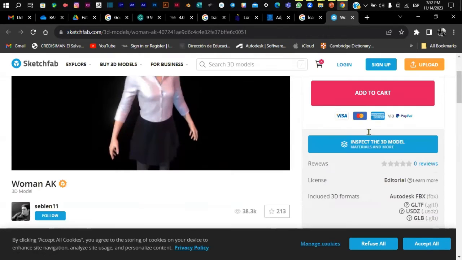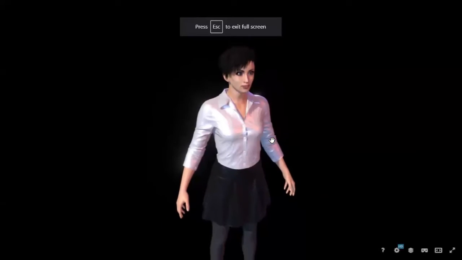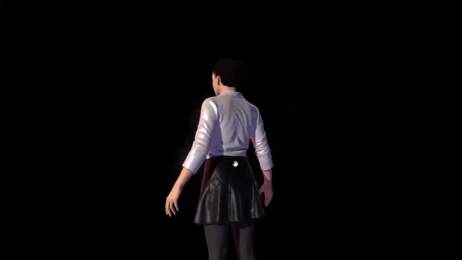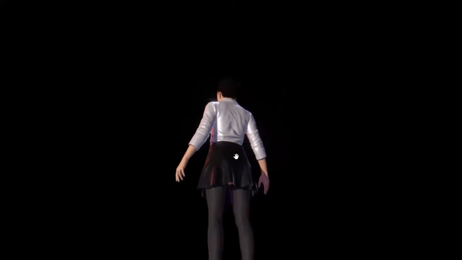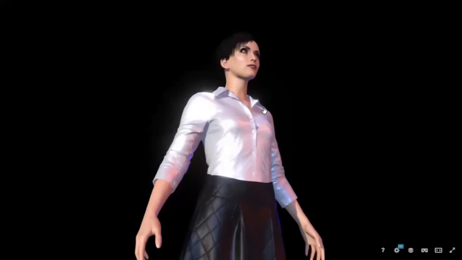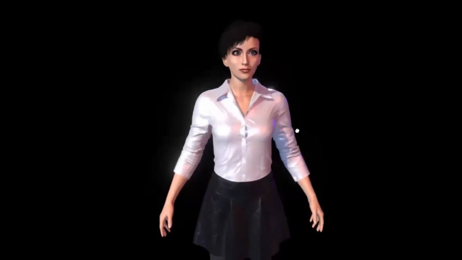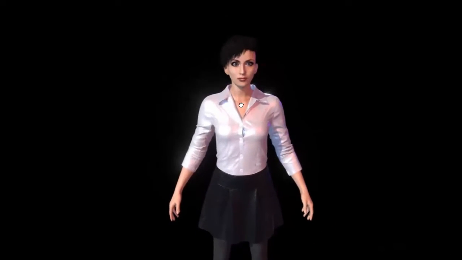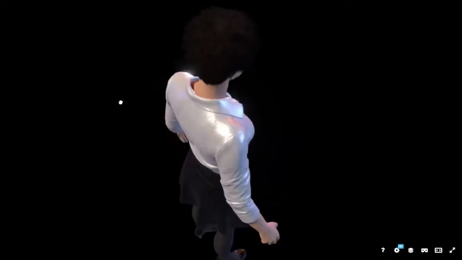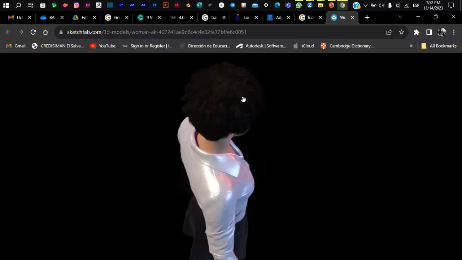Check. You have the first 3D model. This is a 3D model. Can you describe this model in the appearance? Okay, let's begin with the hair. Begin with the hair, please. The hair is black. Pero, but, ¿cómo decimos?